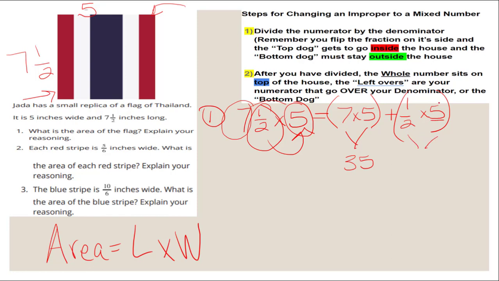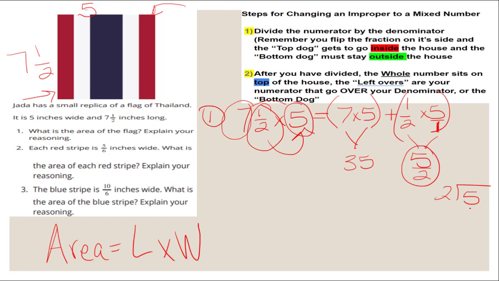So we need to put a 1 underneath there and multiply. 1 times 5 is 5. 2 times 1 is 2. Well, here we have an improper fraction, so we need to change that before we can deal with our 35 over here. So remember, flip it over. Bottom dog goes outside the house. Top dog goes inside the house.